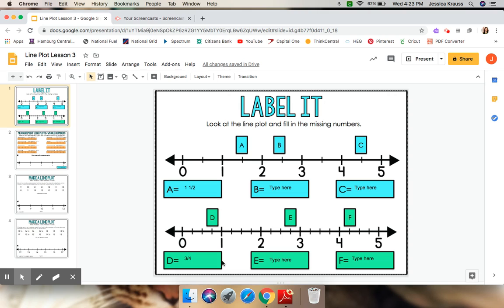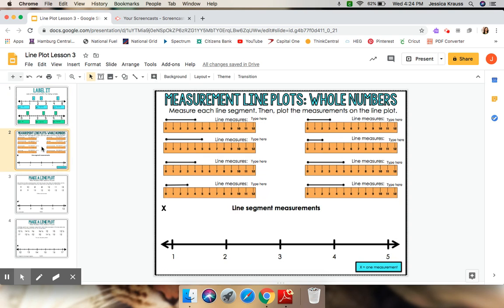This one I didn't have a whole number because it was after the 0, but it wasn't quite to the 1 yet. Okay, so for the green line plot, your choices are going to be 1/4, 2/4, or 3/4 for the fractions, and then figure out that whole number. Let's look at the next slide.